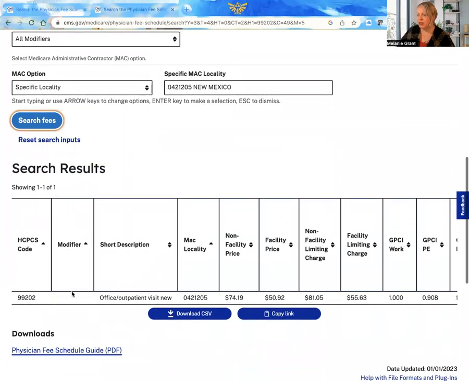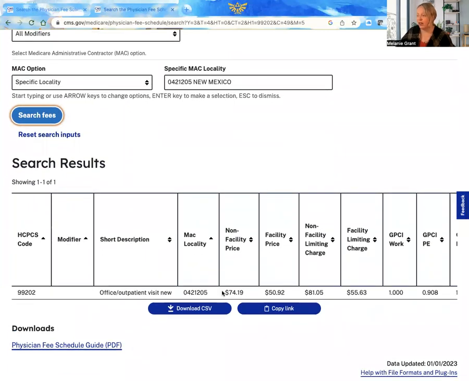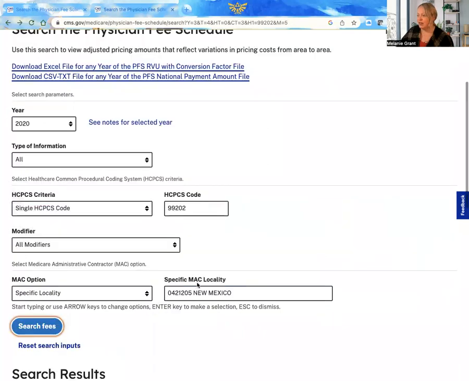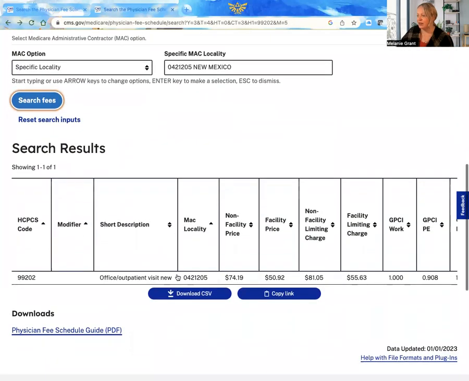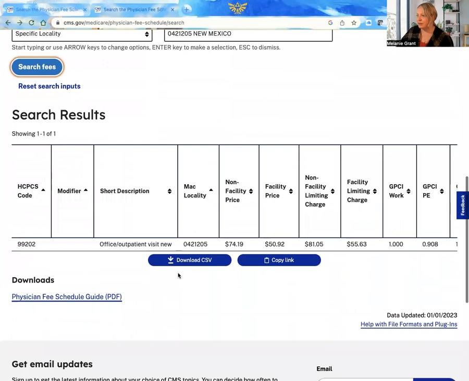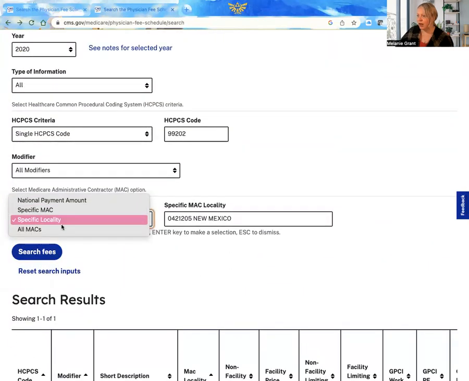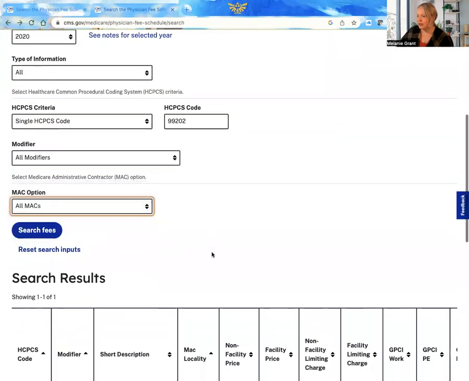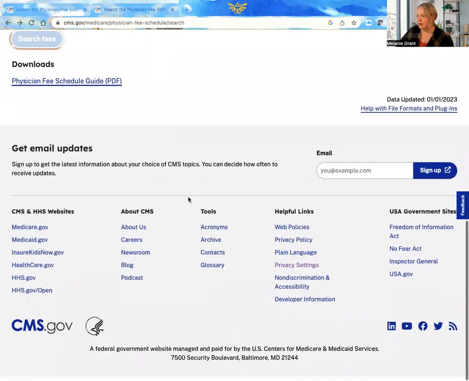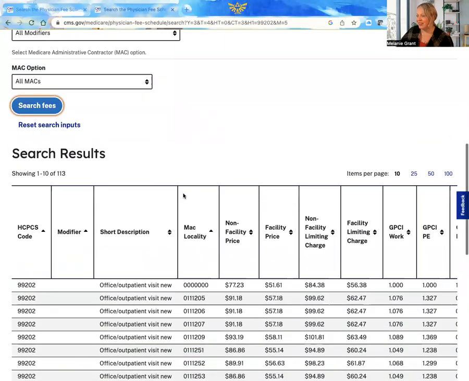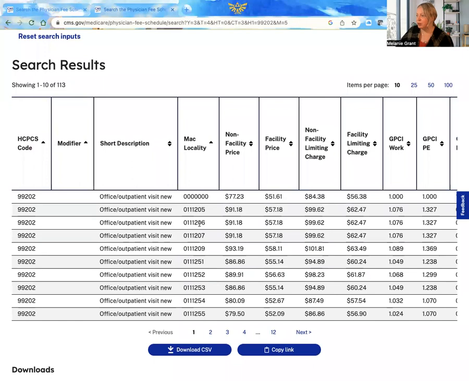As I'm searching for fees, because I told it to look by my locality, it gave me specifics to my area only. So my locality number is 0421205. If, however, I had not done that, and I said all localities, it would give me all the different prices that are reimbursable based off of different areas for Medicare.